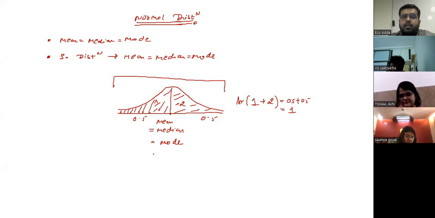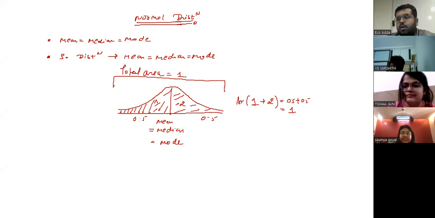Now I will make you understand how to read the normal distribution table. Sorry, sir, but how did 0.5 come? Because total area is equals to 1. But sir, how do we know that? So normal distribution is a continuous distribution, and in order to say that it is a probability distribution, the total area has to be equals to 1. So integration from minus infinity to infinity should be equals to 1. That is a property of normal distribution, or rather, that is a property of any probability distribution.